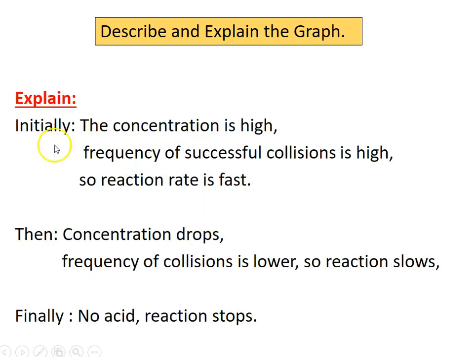You're explaining why initially the concentration of your reactants is high, so the frequency of successful collisions is high, so the reaction rate's fast. Then the concentration of your reactants drops, so the frequency of collisions is lower, so the reaction slows. And finally there's no acid, so your reaction stops.